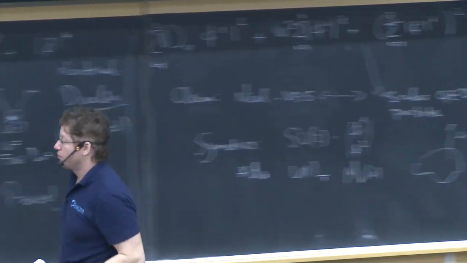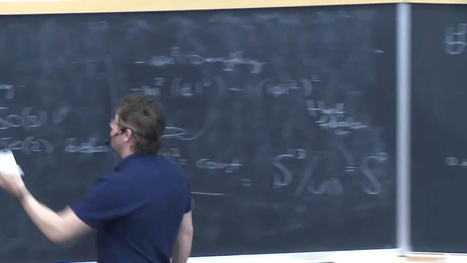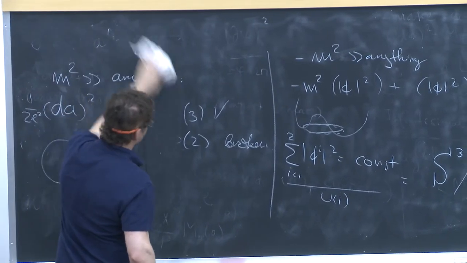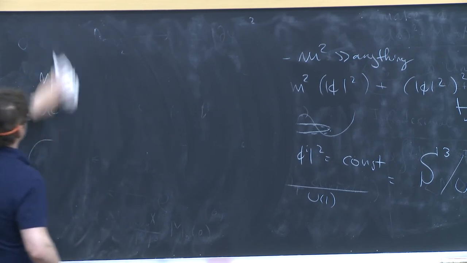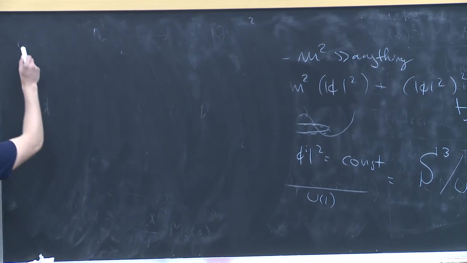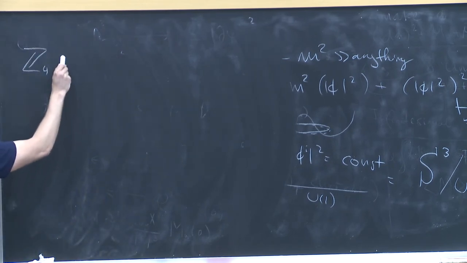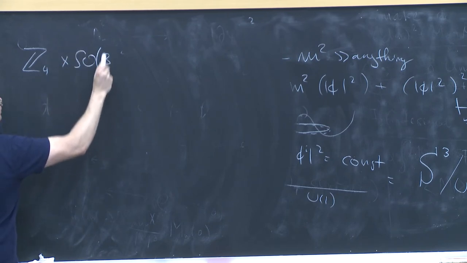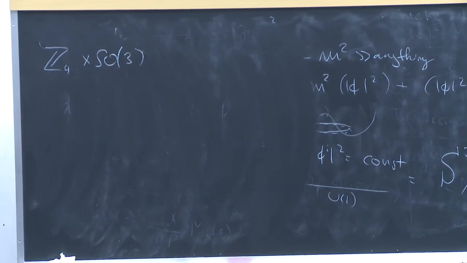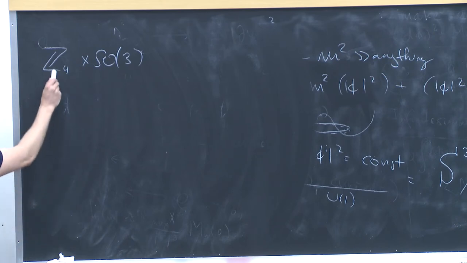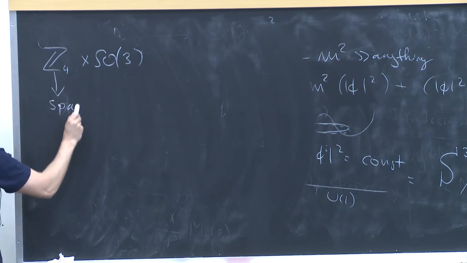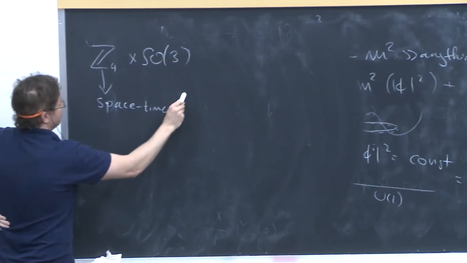Now, this has a conceptual point which is extremely, extremely interesting, and it's also very general. Let me explain this point. You remember where the lattice had a Z4 times SO3. But where did that Z4 come from on the lattice? It didn't act on the spin. It was embedded in what? In the space-time, right? On the lattice, this was part of the space-time symmetry of the lattice.